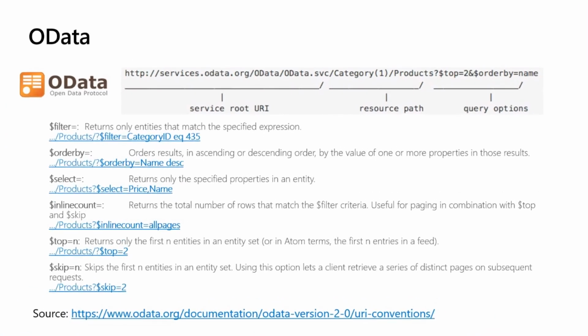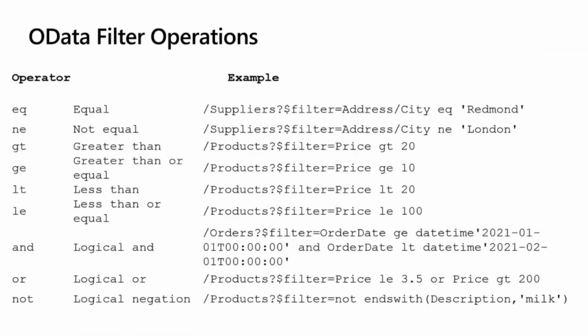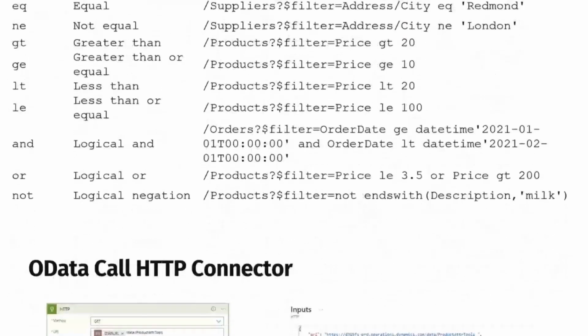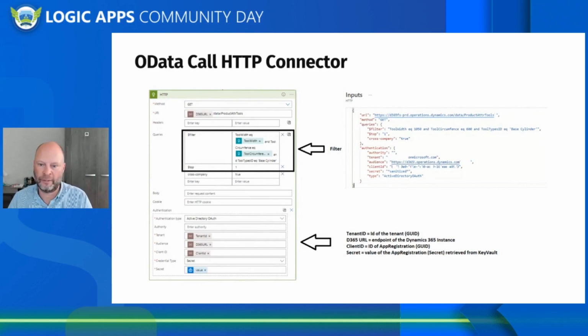It starts with a resource URI, a resource path, and then your query options, as you can see. And you can also apply some of the filter operations, as you can see, like equal, greater than, logical operators, something you find in logic apps as well if you're using a condition action. For the OData call we leverage an HTTP connector, so not the connectors available for Dynamics. We're using the HTTP connector because it gives us better performance, and we just want to standardize and use as few connectors as possible in this case.